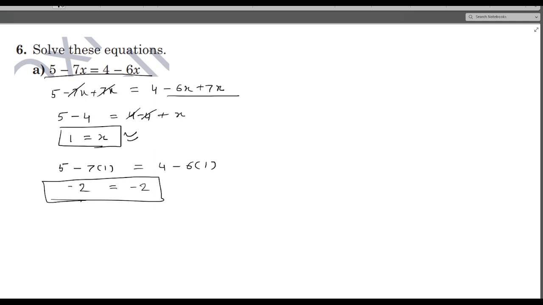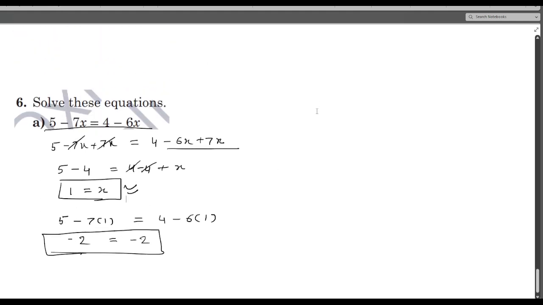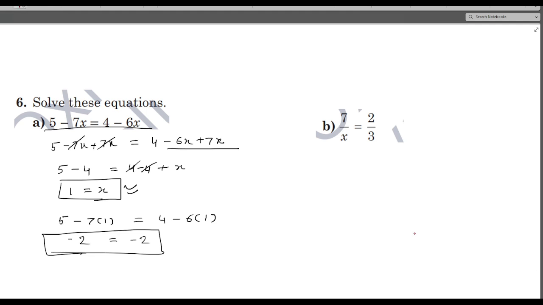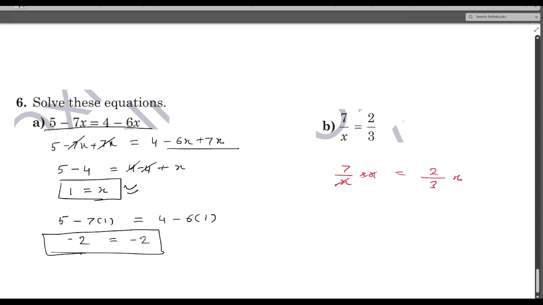6b. Okay, 6b, again very good question. Now here if you see, the question is 7 divided by x is equal to 2 divided by 3. So first time I am getting something where I have to do multiplication or division kind of thing. Now what I will do, I will first multiply both the sides by x. So here 7 divided by x times x will give you 2 divided by 3 times x. Okay, now I am doing step by step.